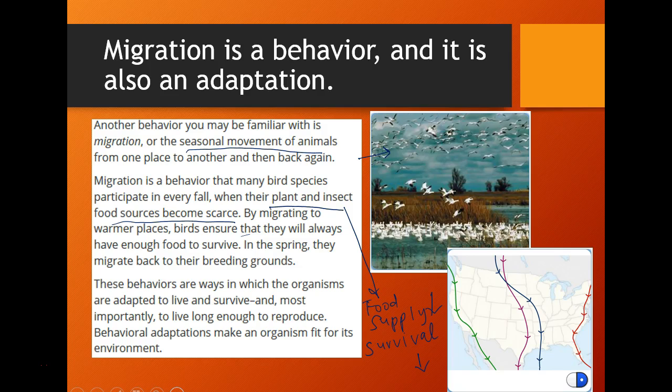And so adaptations, remember, help with survival as well as reproduction. The adaptation that birds have is they leave that area. And where do they go to? They go to warmer places to make sure that they have enough food to survive and thus reproduce. When it gets warmer, like in the spring, they go ahead and go back. And so these behaviors are ways in which the organisms are adapted to live and survive, and most importantly, again, live long enough to reproduce.